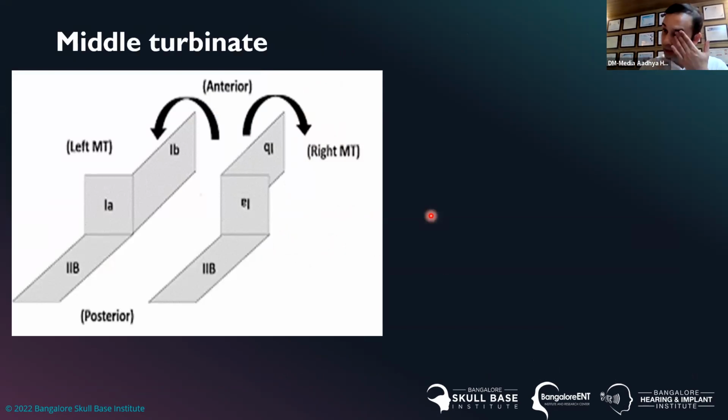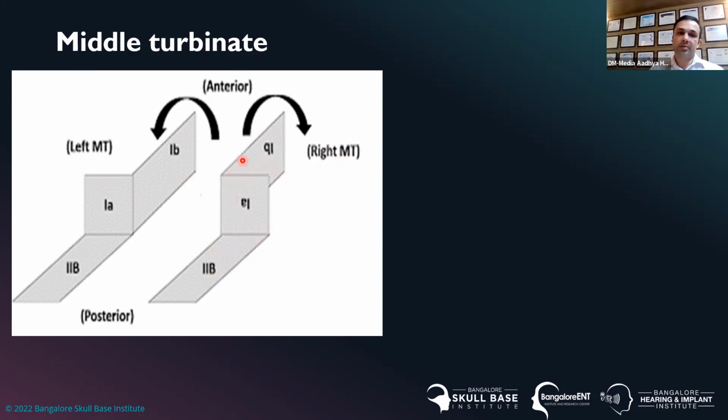Coming to the middle turbinate, it has three important attachments. The first two attachments are to the skull base: one is in the sagittal plane, the second is in the coronal plane, and the third one is in the axial plane. Two of them are closely related to the skull base, along with the lamina papyracea, and the axial attachment is closely related to the inferior turbinate attachment or to the perpendicular plate of the palatine bone. These are the attachments of the middle turbinate which we need to understand.